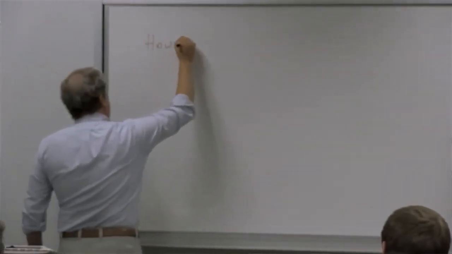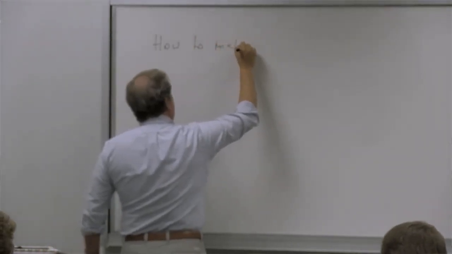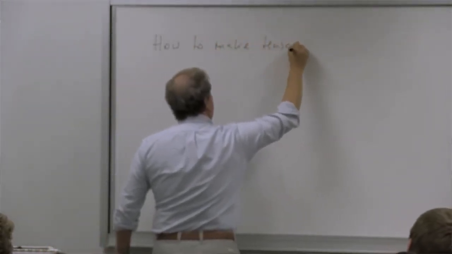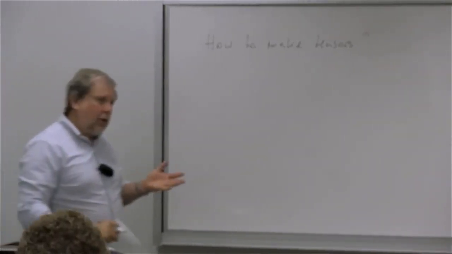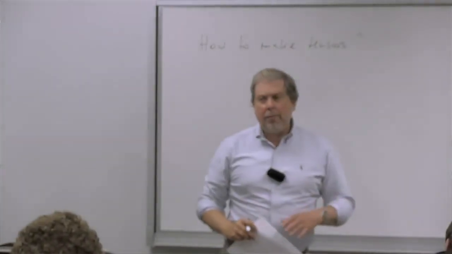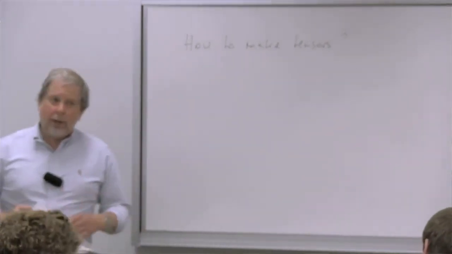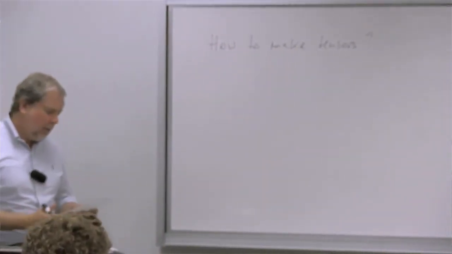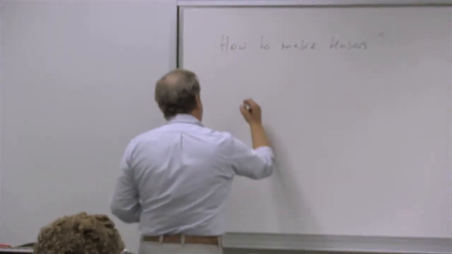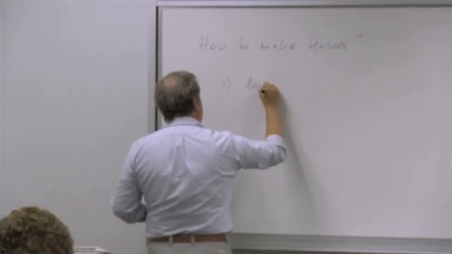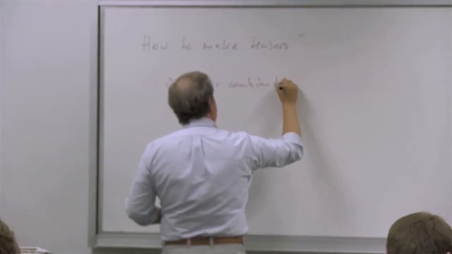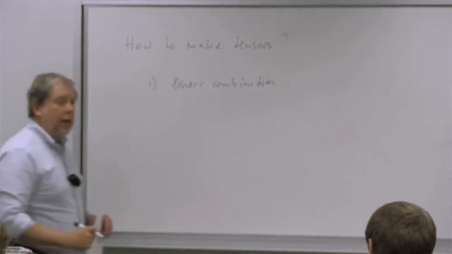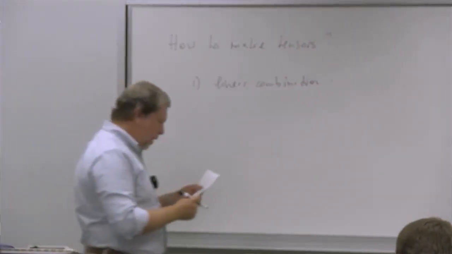So the next question is how to make a tensor. Well, of course, one possibility is somebody gives you an object which is already a tensor, and then you manipulate that. But you can also construct a tensor by having some elementary components to it. The first possibility is linear combination. You can take a linear combination of two tensors, and that will still be a tensor.